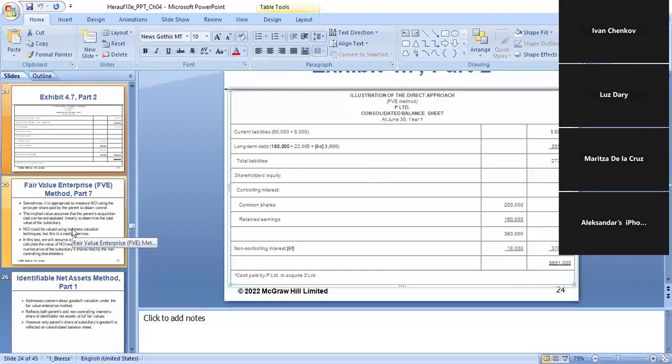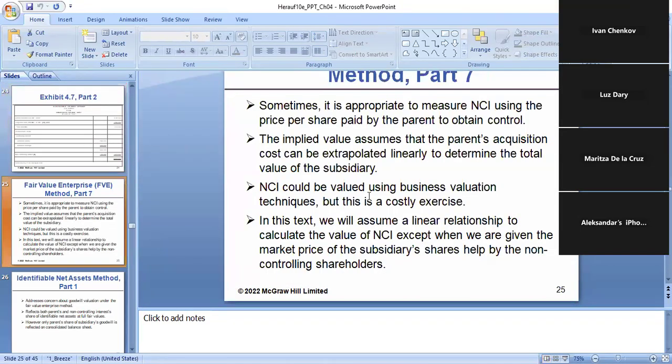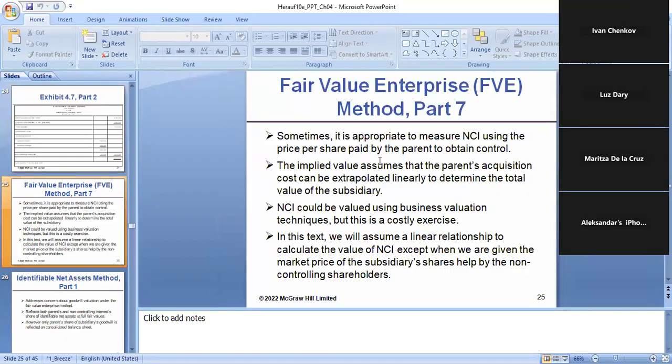So this one was the fair value enterprise method. Now, sometimes it is appropriate to measure non-controlling interest using the price per share paid by the parent. The implied value assumes that the parent acquisition cost can be extrapolated linearly. So basically, when we're doing the implied method, we automatically assign the dollar amount for the non-controlling interest. Why? Because we don't have the current market value of the non-controlling interest.